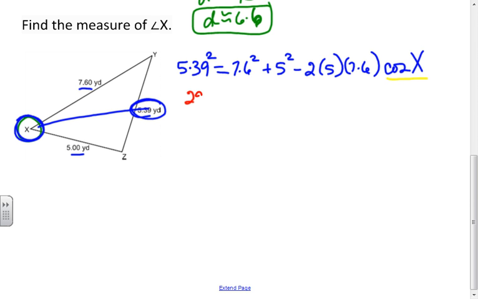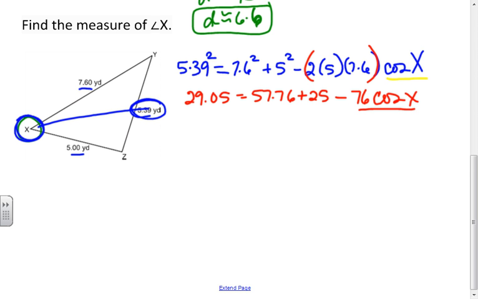So I have 29.05 is equal to 57.76 plus 25 minus, now I can multiply these together, 76 cosine of x. This is multiplication. You can't combine this 76 with as a subtraction, so you've got to protect that multiplication. So 29.05 is equal to 82.76 minus 76 cosine of x.